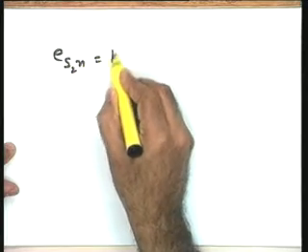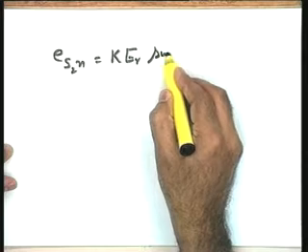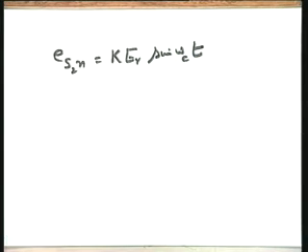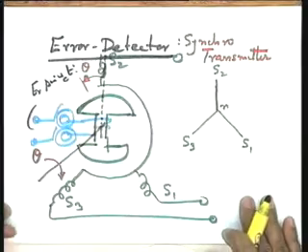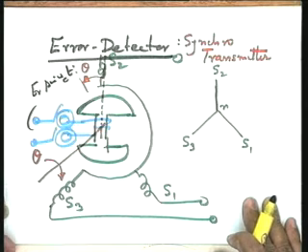ES2N is equal to K ER, you can say some constant K, sin omega CT, for theta is equal to 0. Okay, maximum voltage is induced. Now tell me please, what will happen if theta is equal to 90 degrees? What will happen as far as the voltage at the S2 terminal is concerned with respect to neutral, for theta is equal to 90 degrees?